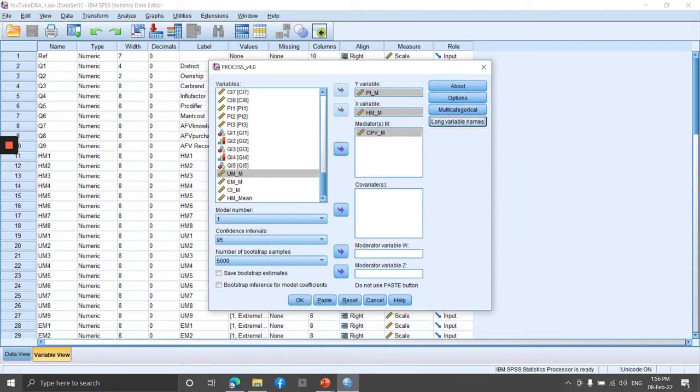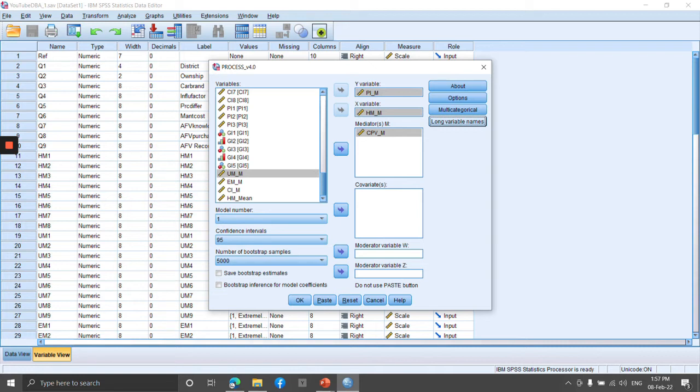For your safety, that's all the right side. Left side, that's a very, very important thing you have to change. What's that? According to Professor Andrew Hayes, there are more than 84 models as identified by Professor Andrew Hayes. Number 1 is the simplest moderating model.